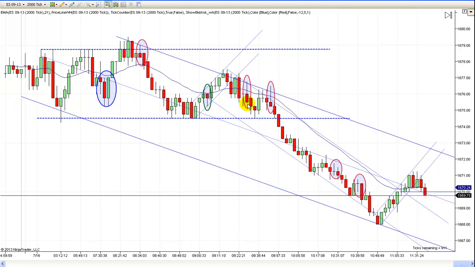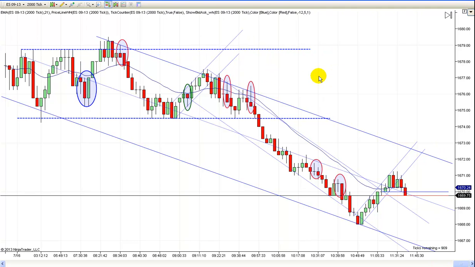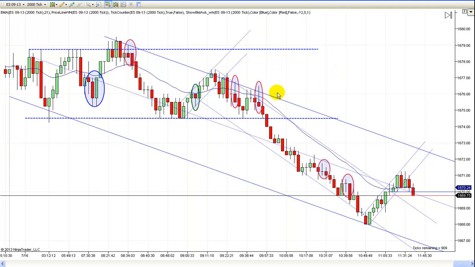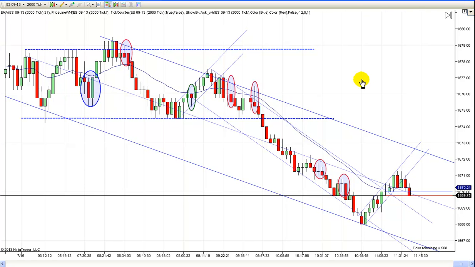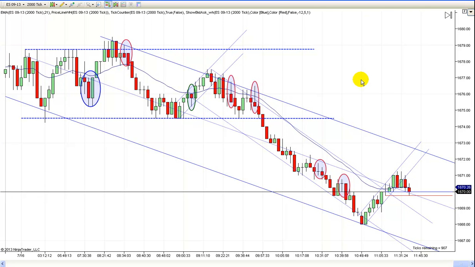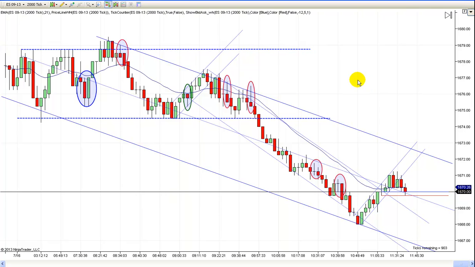You may have to ride it out, but you keep your stop where it's supposed to go, and you should be okay. If it goes higher than that, then you get stopped out, and you lose a few ticks. But a really good trading day. It looked like it was going to be another choppy trading range, but we've continued to go lower.